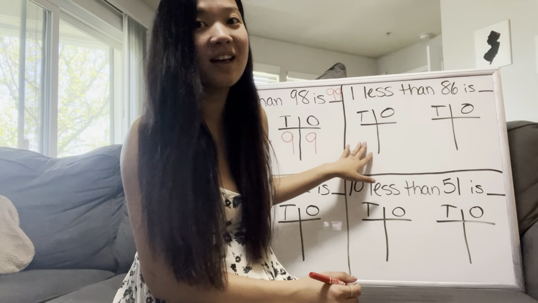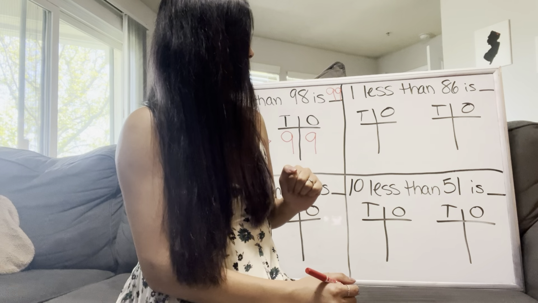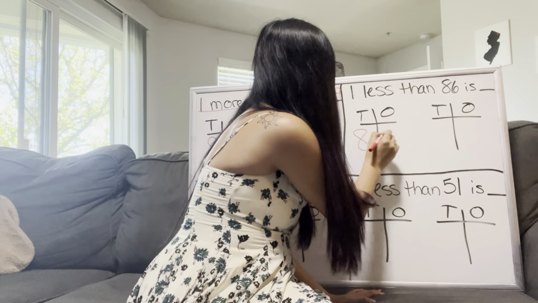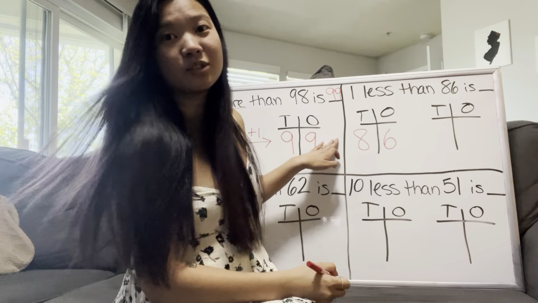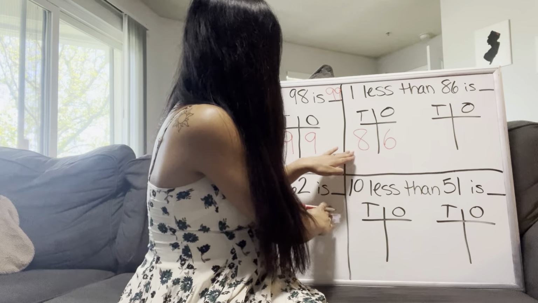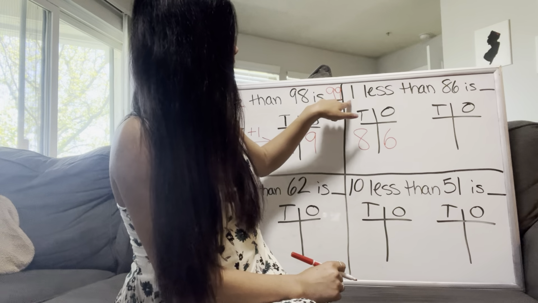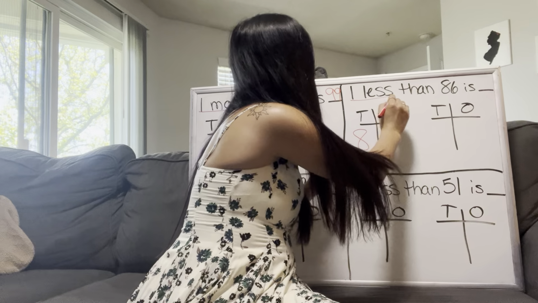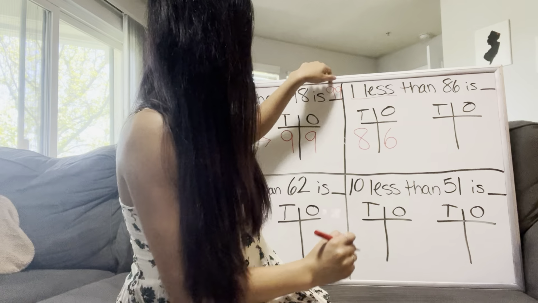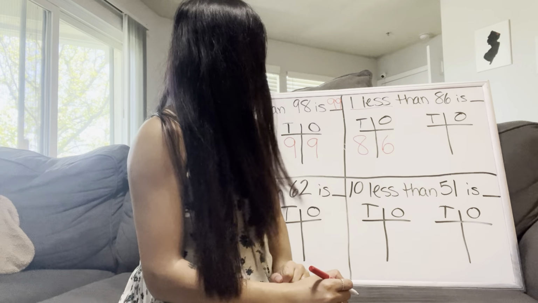My next one says 1 less than 86 is. So I'm going to start off with that number 86 and plug that in to my place value chart. So I have 86 is 8 tens and 6 ones. Up here, my directions say 1 less. That word less tells me that I need to subtract or take away.